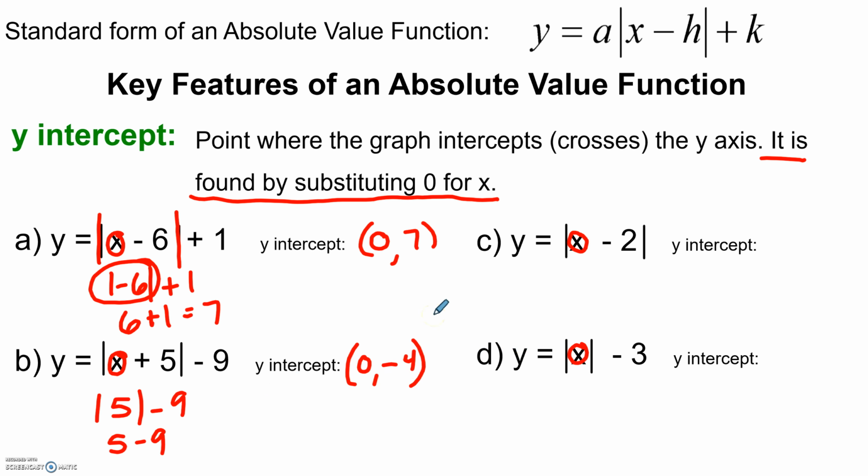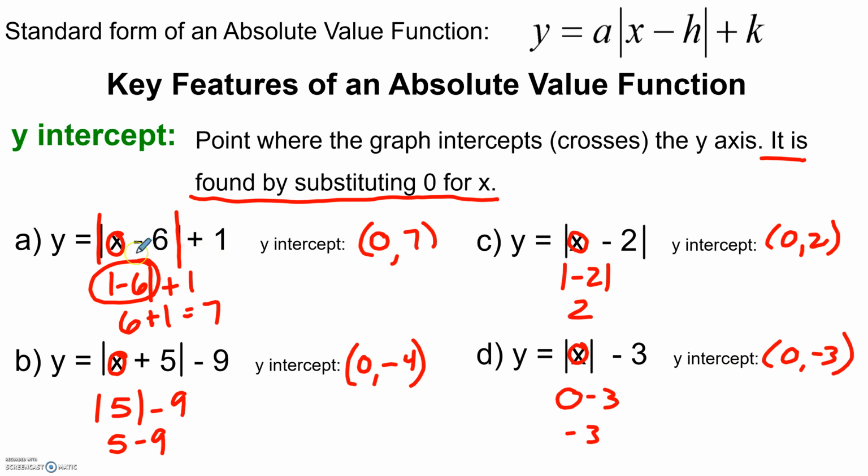Go ahead and check your work. So here we have the absolute value of -2. There's nothing to do after, so we just take the absolute value and get 2 for the point (0, 2). Likewise with this one, absolute value of 0 is just 0. Minus 3 gives us -3. So we have the point (0, -3). And there's your y-intercept from the function.